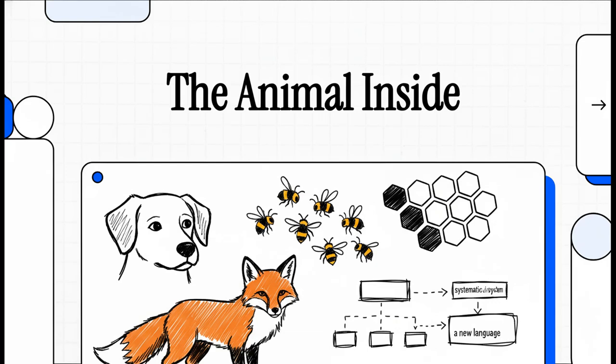All right, let's talk about something we all kind of do. We see ourselves in the animal kingdom, right? The loyal dog, the sly fox, the busy bee. But what if we took that idea and really formalized it? Today, we're going to dive into a system that does exactly that. It's building a whole new language for how we think about human behavior.